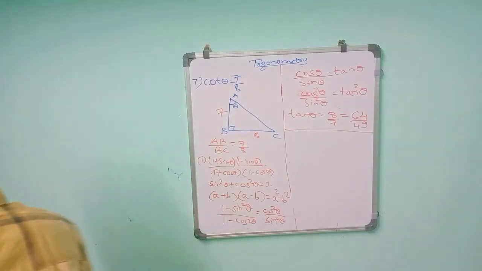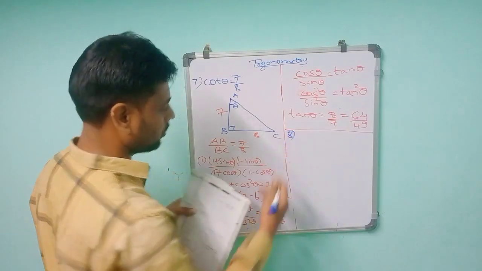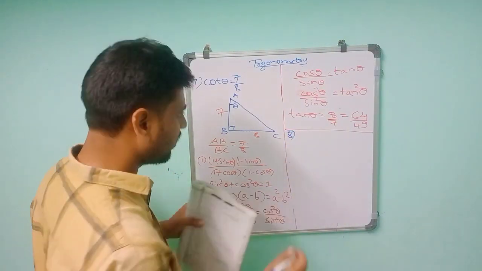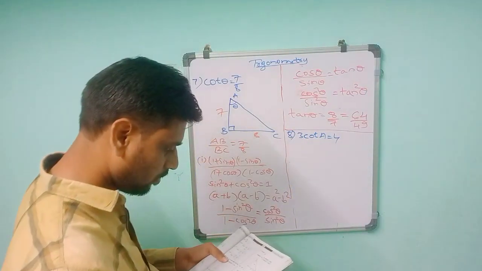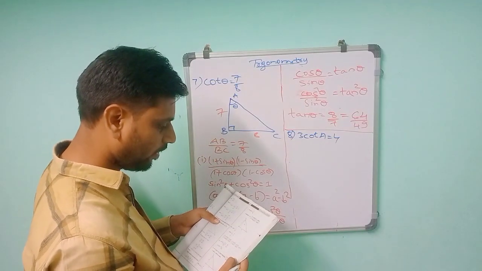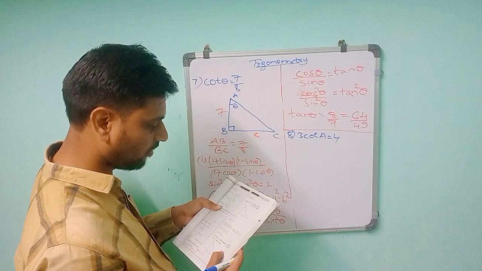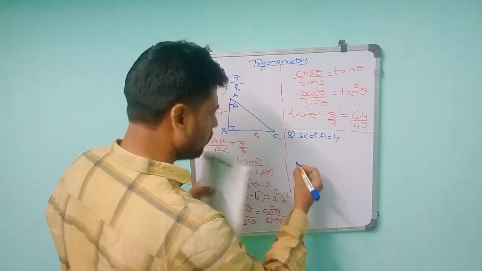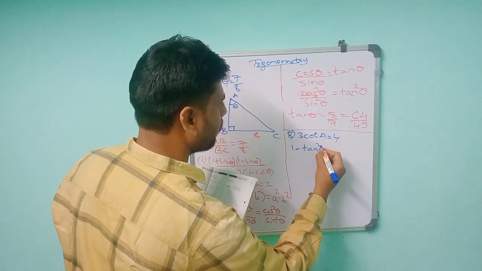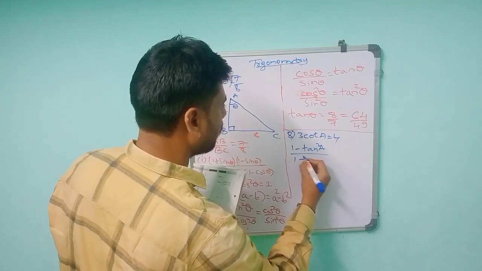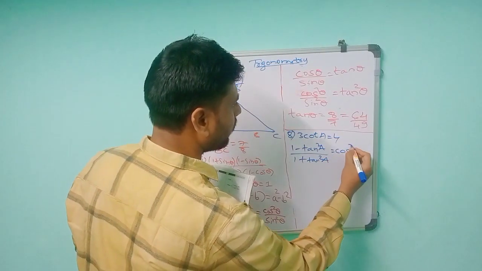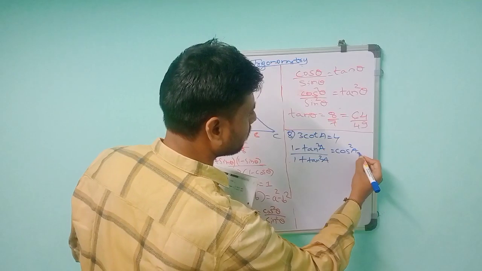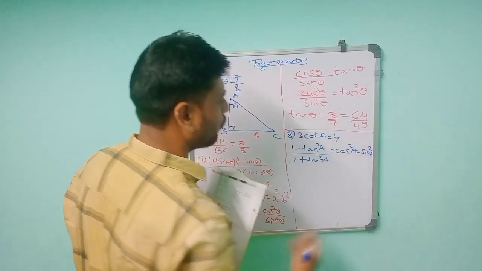Eighth one. Next, eighth one. 3 cot A is equal to 4. Then check whether 1 minus tan square A divided by 1 plus tan square A is equal to cos square A minus sin square A or not. So you have to find out whether these two are equal or not.